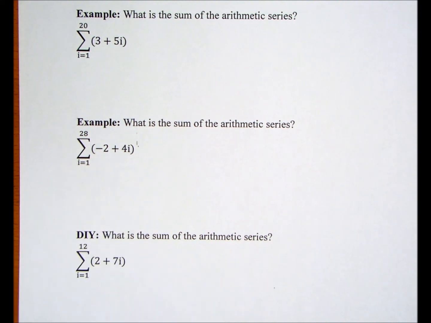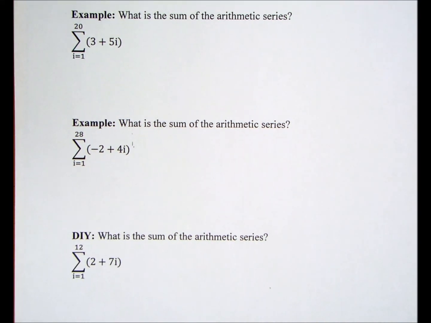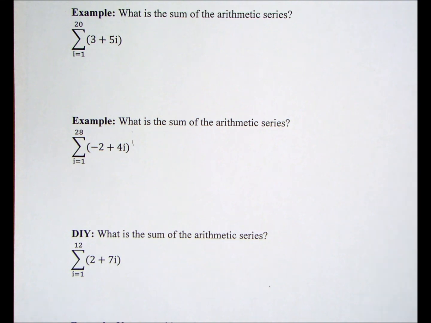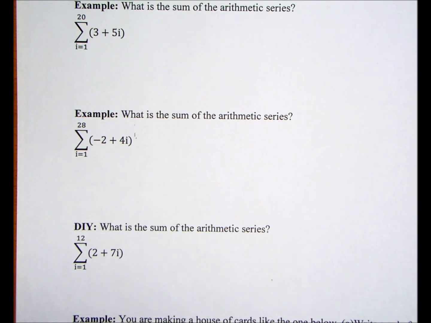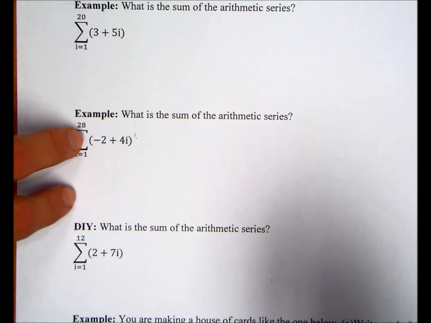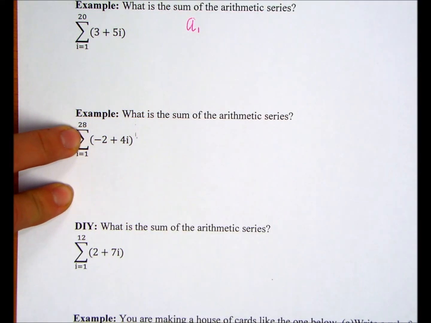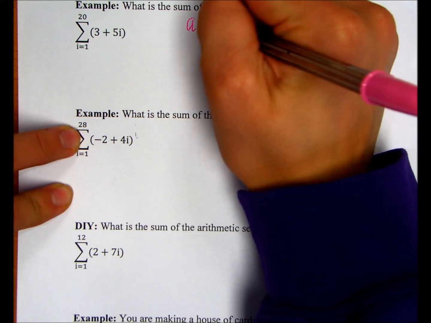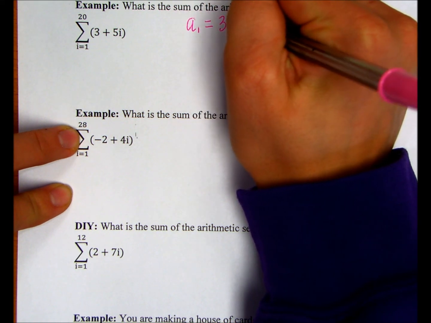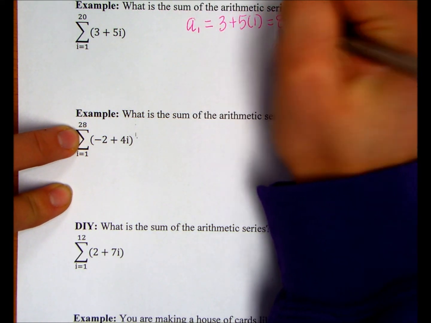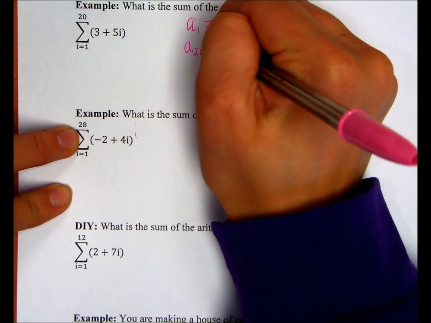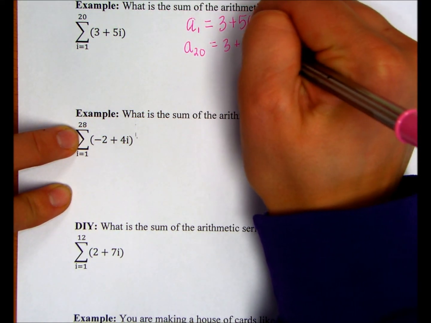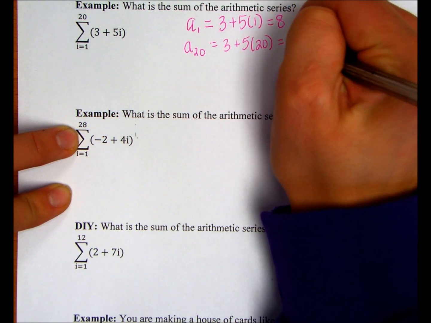So the first one, it says, what is the sum of the arithmetic series? If I look here, they tell me I'm starting at 1 and I'm looking at 20 terms, and they tell me the rule. They don't tell me anything about the D value here. So I'm going to start by finding the first term. a sub 1 is going to be 3 plus 5 times 1, which will give me 8. And I'm also going to find the last term, which is a sub 20, which is going to be 3 plus 5 times 20, which will give me 103.